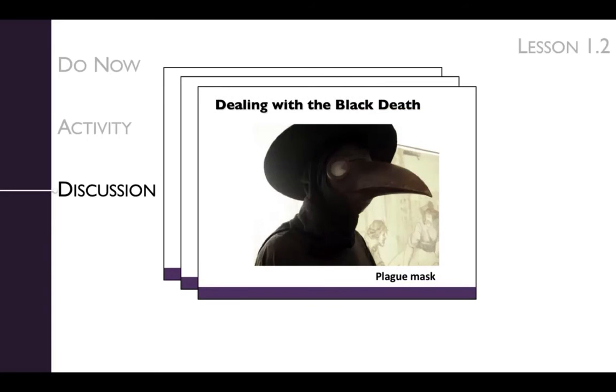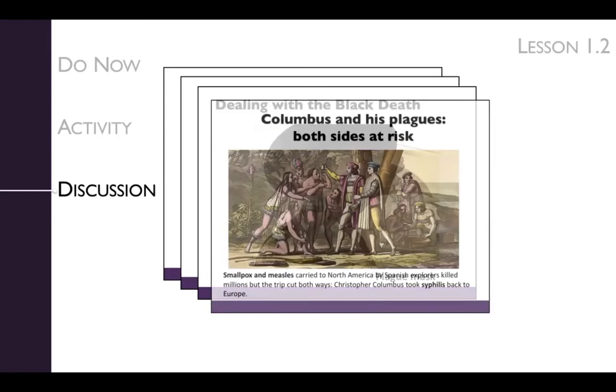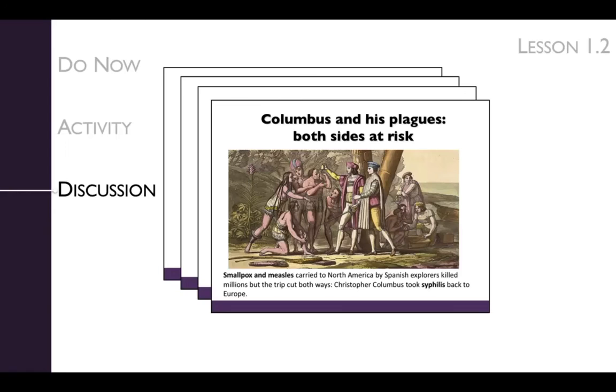The Black Death plague mask was worn by plague doctors during the Black Death. People appreciated that Black Death could be transmitted, but at the time, infectious agents had not been discovered, so people believed that the mask acted to draw the disease out of the sufferer. When Christopher Columbus carried smallpox and measles to America, these diseases killed millions of indigenous people, greatly weakening the Native American armies. Columbus also took syphilis back to Europe.